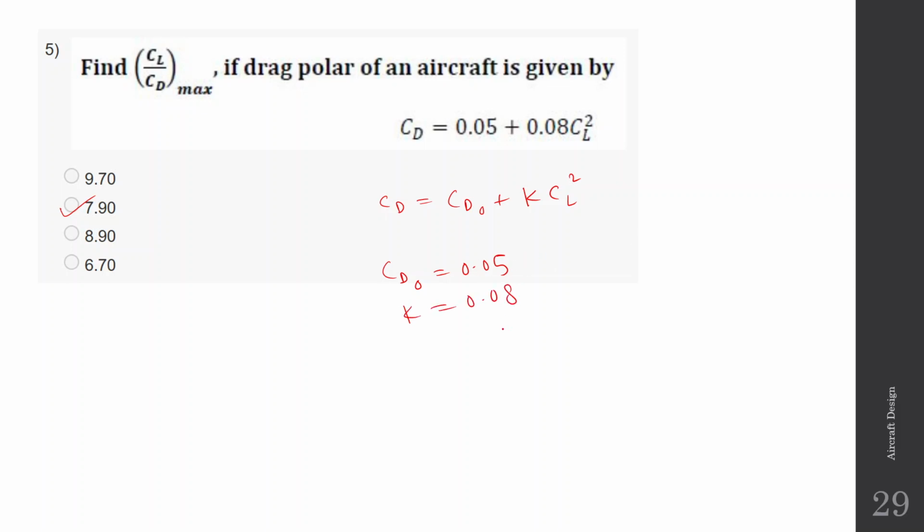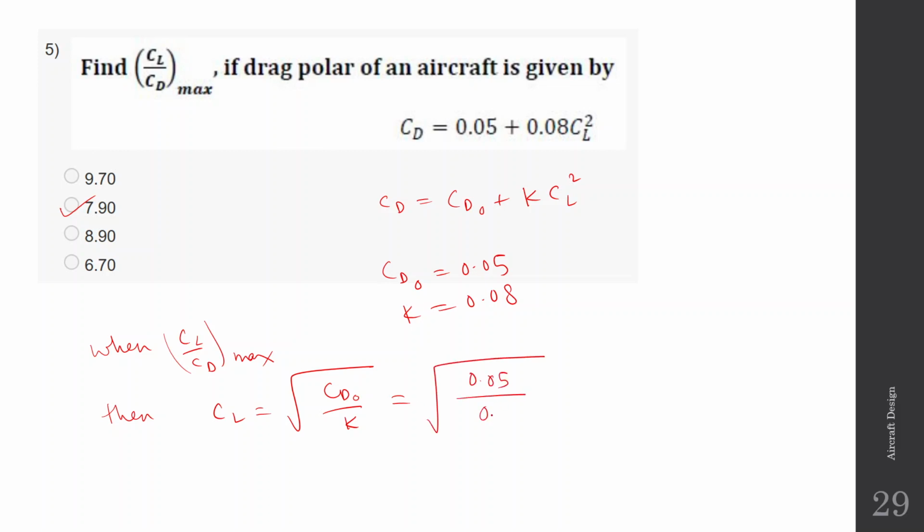Now from aircraft performance, we know that when CL by CD is max, then CL is equal to square root of CD naught by K. Here we know the values, so we can find it out. So this comes out to 0.79. Okay, 0.79.